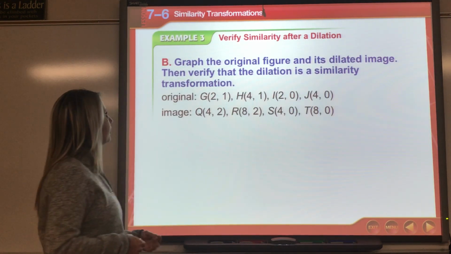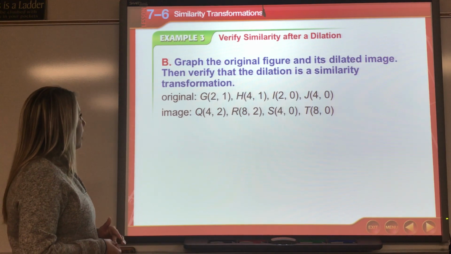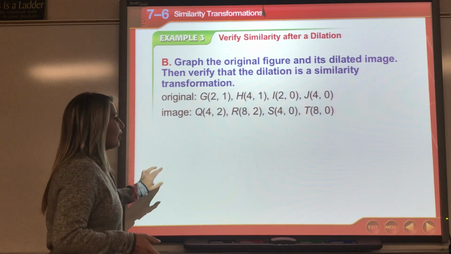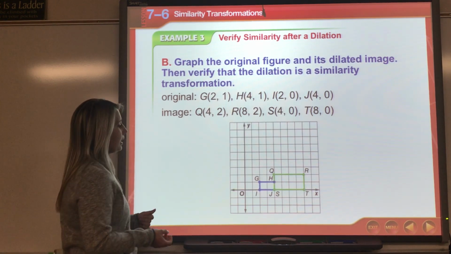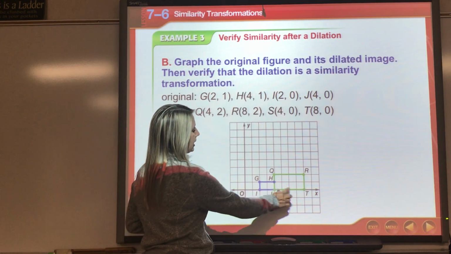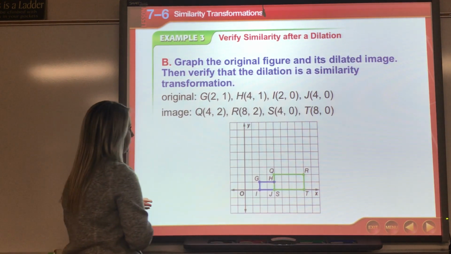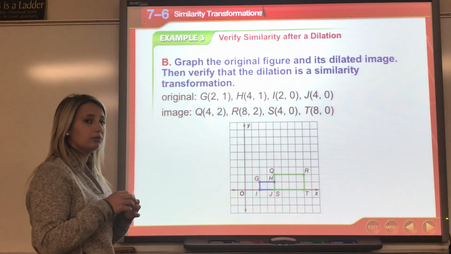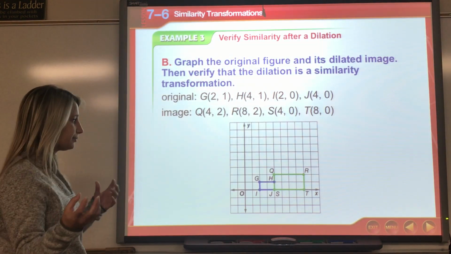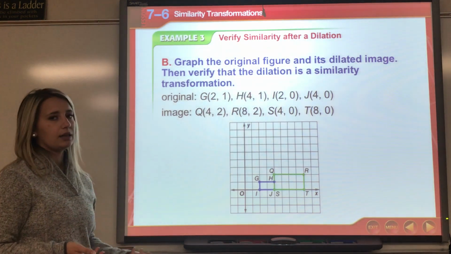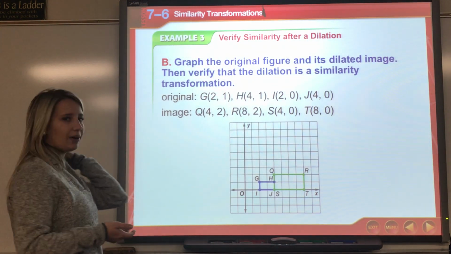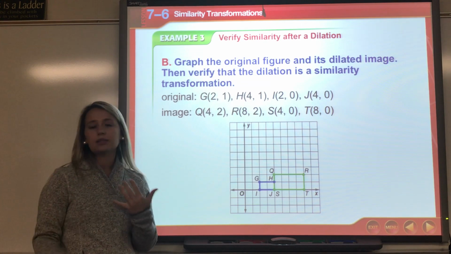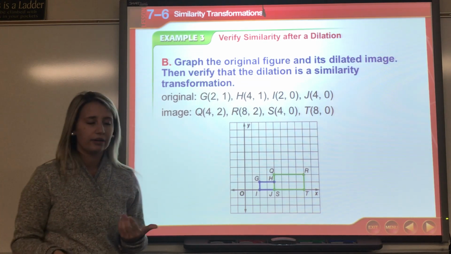Okay, so here's another one. We're doing the same thing, so we're going to graph our points. Okay, so we have a little blue rectangle and a bigger green rectangle, and it looks like the blue rectangle is where we're starting. So we're enlarging this, okay? And this one is a lot easier to do than a triangle. We don't have the side angle side, any of those similarity theorems, okay?